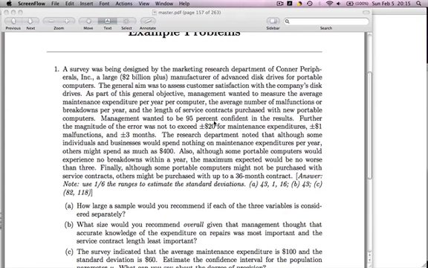As part of the general objective, management wants to measure the average maintenance per year per computer, the average number of malfunctions or breakdowns per year, and the length of the service contract purchased with the new portable computers. Management wants to be 95% confident in the results. So let's scribble that down. 95% confident means that we're going to use a z-value of 1.96 throughout this problem.